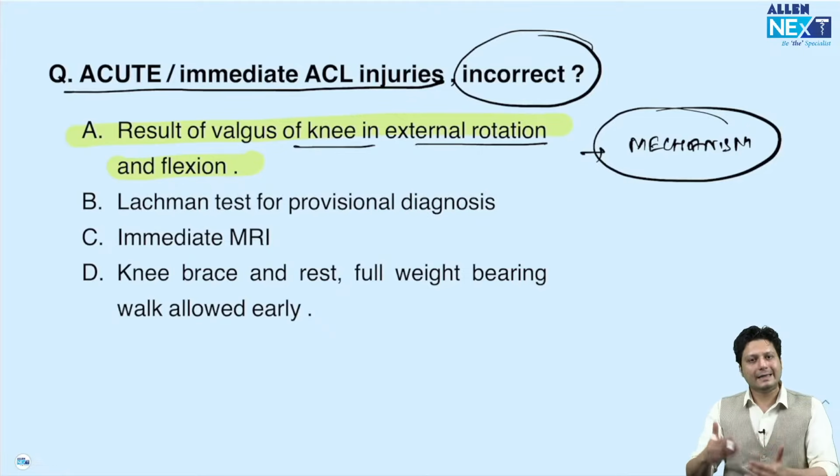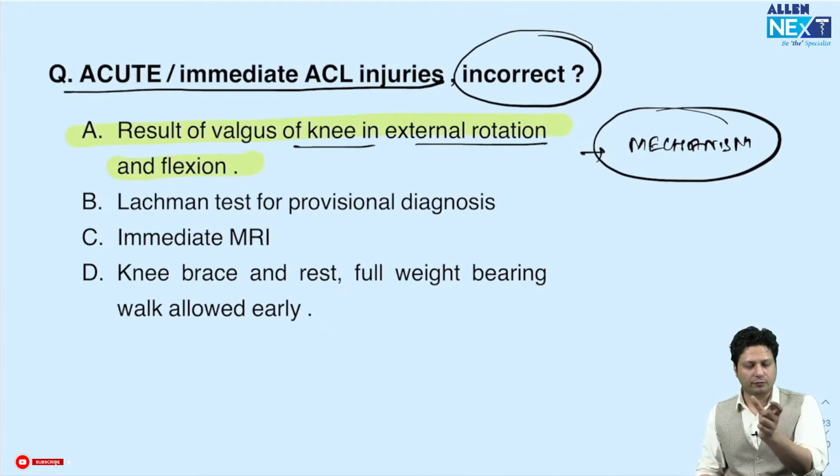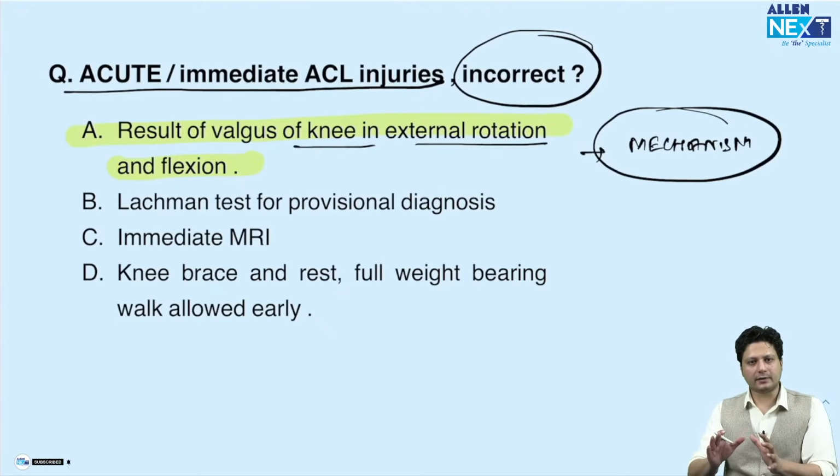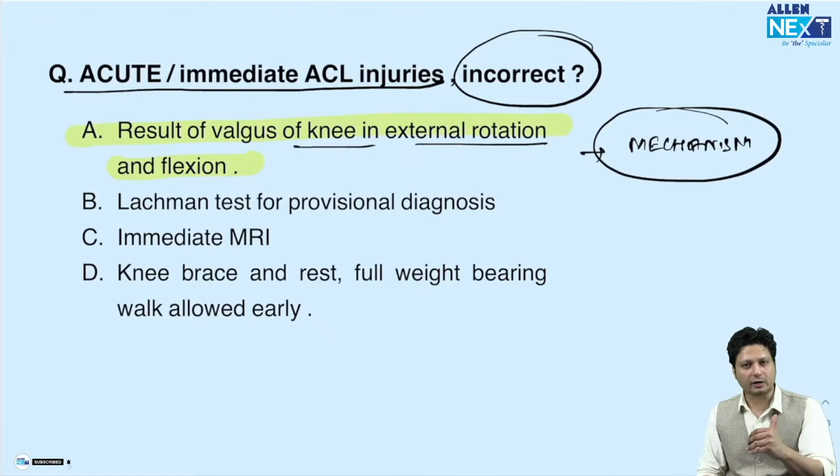You see, when the knee is flexed to around 10 to 15, 20 degrees and it is kept in external rotation, and there is a sudden valgus force applied to the knee joint, all right? That means internal deviation of the knee happens. Then it is considered to be the most apt description of the mechanism for ACL injuries. So this option is true.